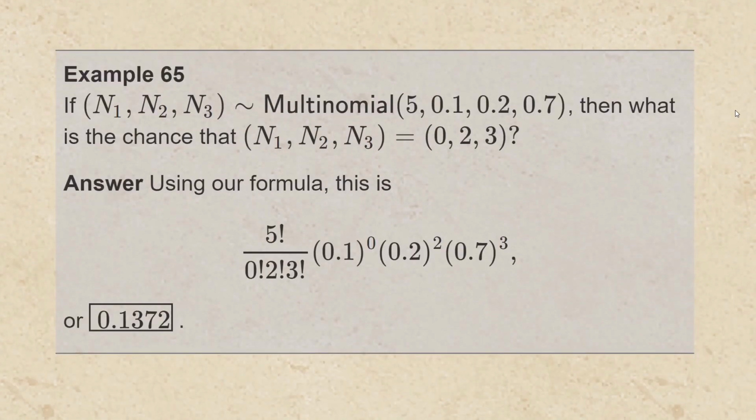Now, if n sub 1, n sub 2, and n sub 3 are multinomial with parameters 5, 0.1, 0.2, and 0.7, then what is the chance that n sub 1, n sub 2, and n sub 3 equals 0, 2, 3? Using our formula, this is 5 factorial over 0 factorial times 2 factorial times 3 factorial times 0.1 to the 0 times 0.2 to the 2 times 0.7 to the 3, or 0.1372.